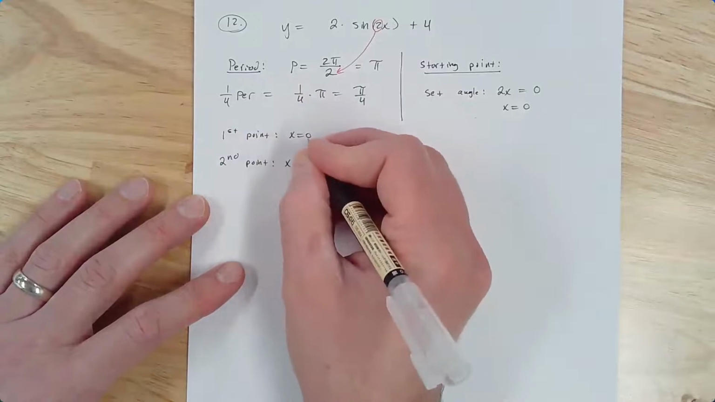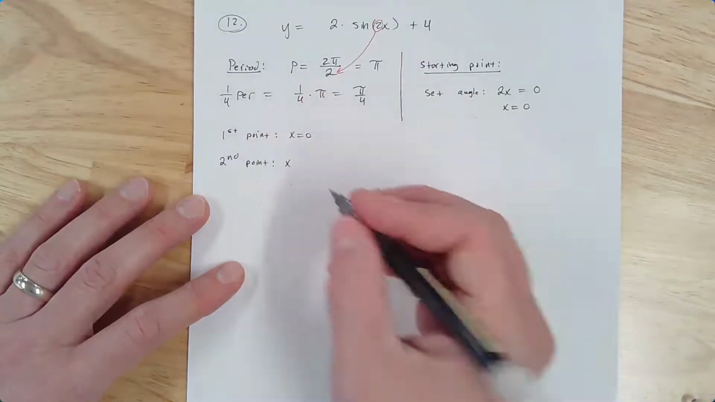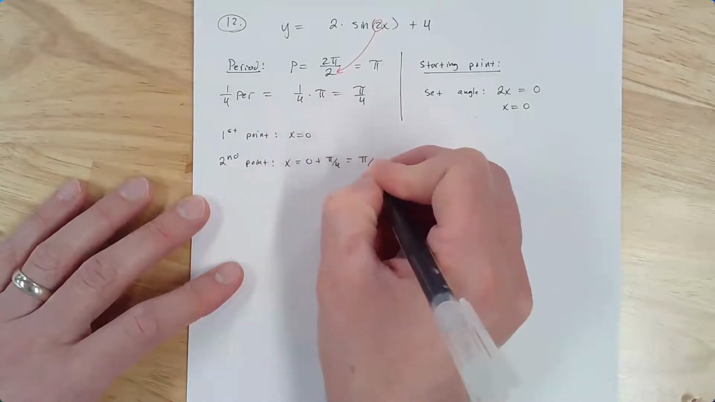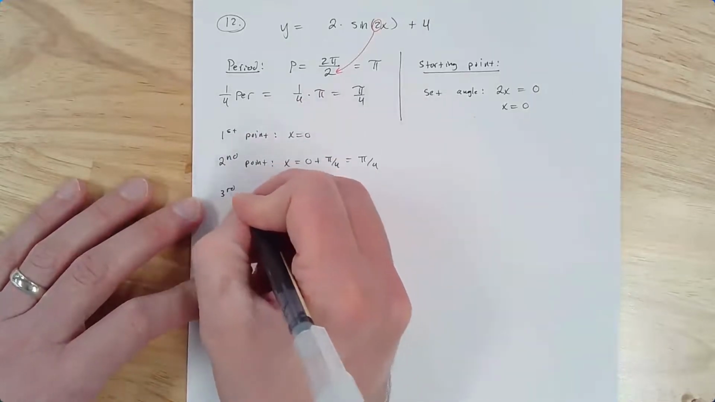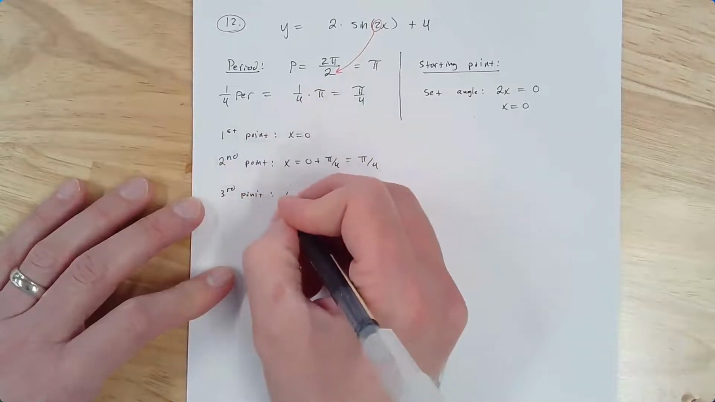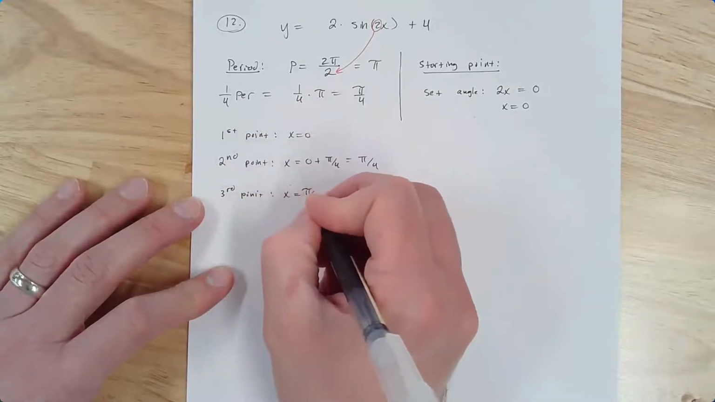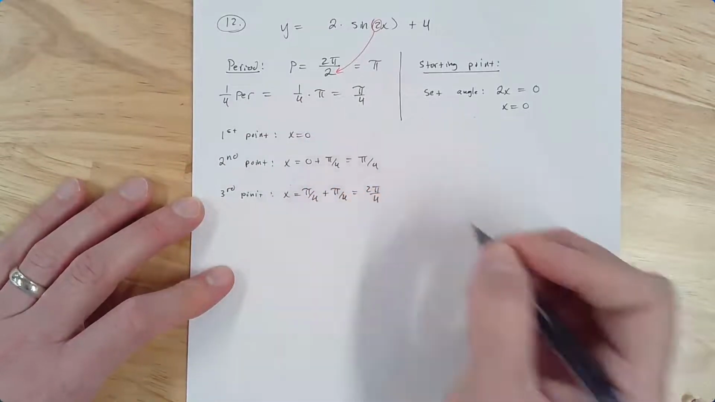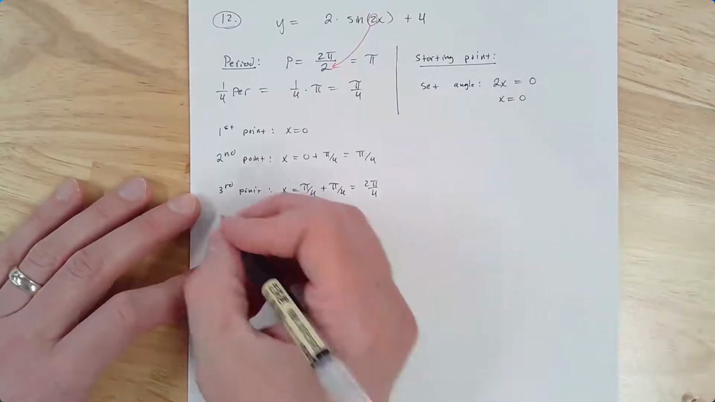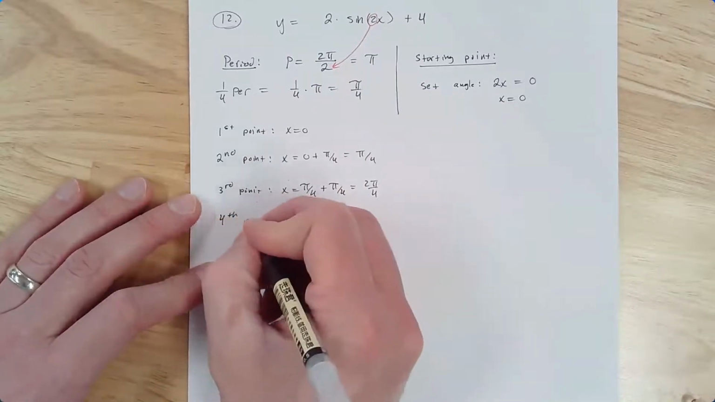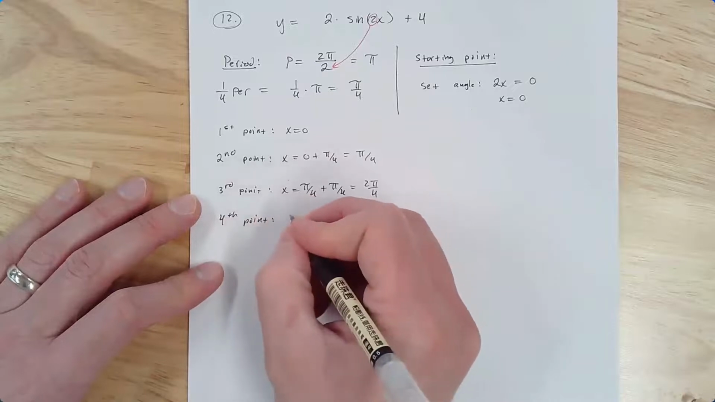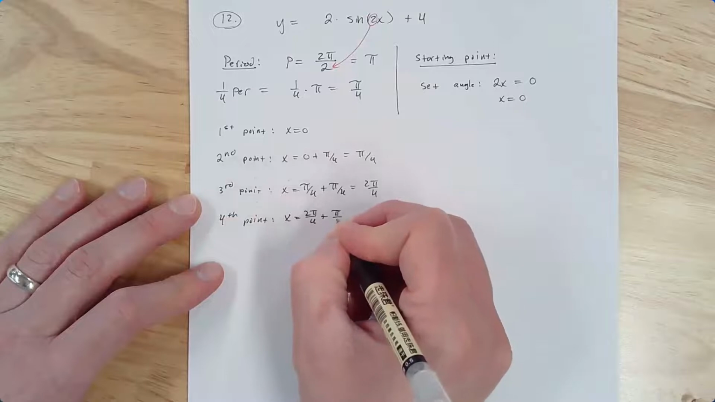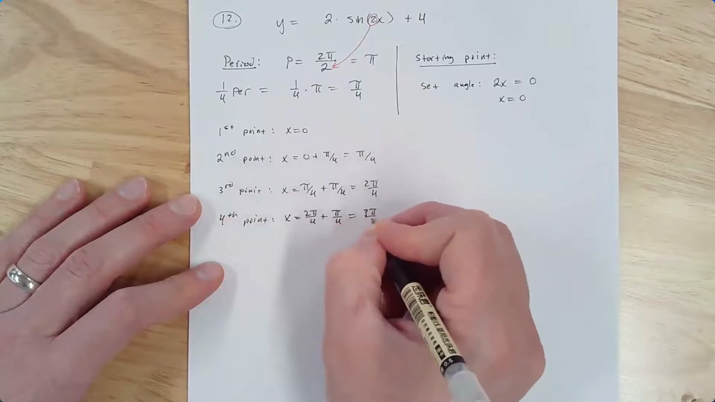Yeah, I'm going to take my previous point and add on a quarter of a period. My third point is going to be the previous point plus another quarter of a period, which will give me 2 pi over 4, which you could reduce, but you don't need to. The fourth point is going to be the previous point, 2 pi over 4, plus another quarter of a period, which is 3 pi over 4.